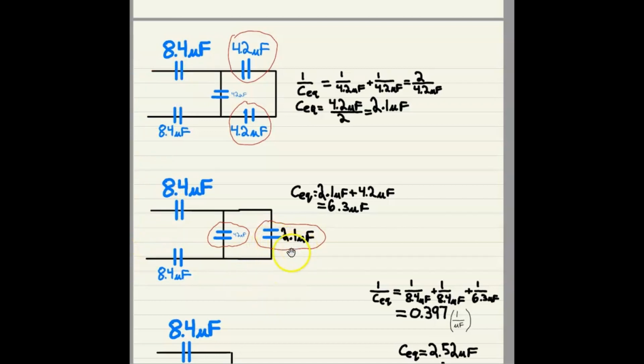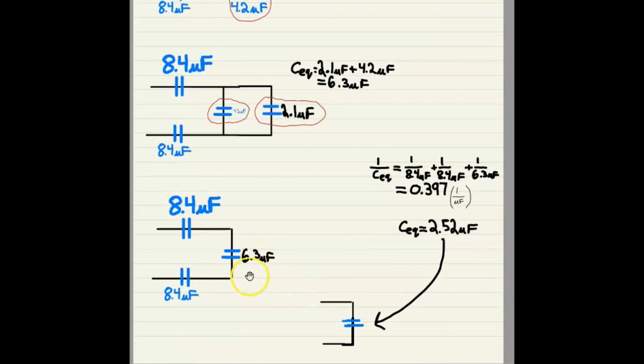Now I notice that these two capacitors are in parallel. So I can just add these two up in parallel. 2.1 plus 4.2 is equal to 6.3. And then I can replace these two capacitors with one single capacitor of 6.3 microfarads.